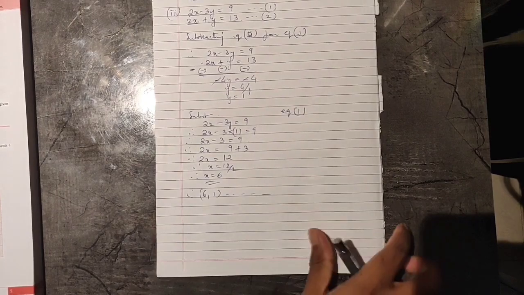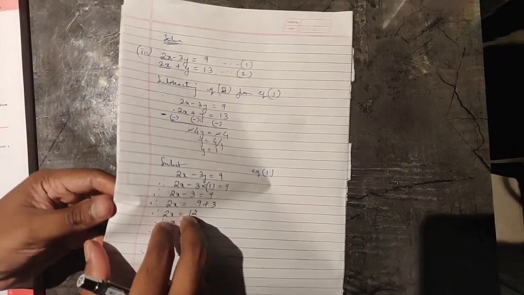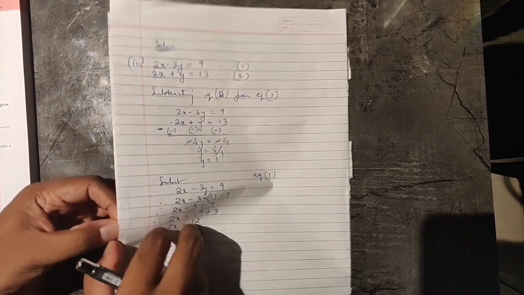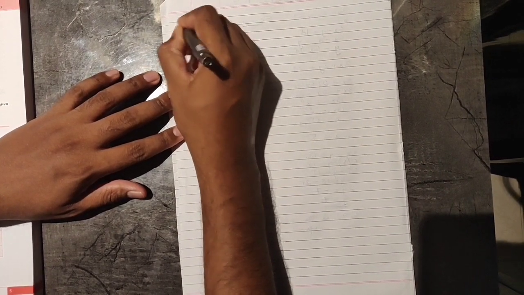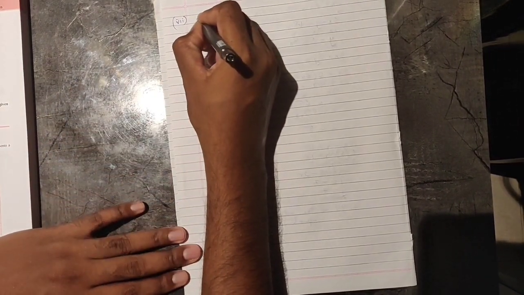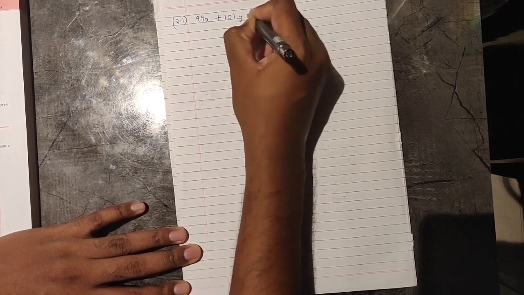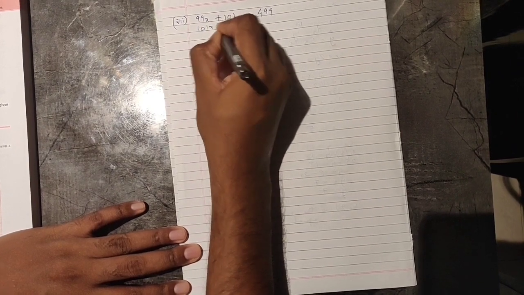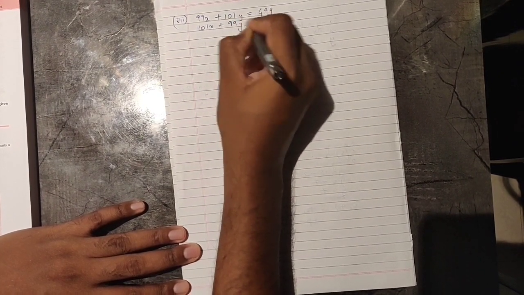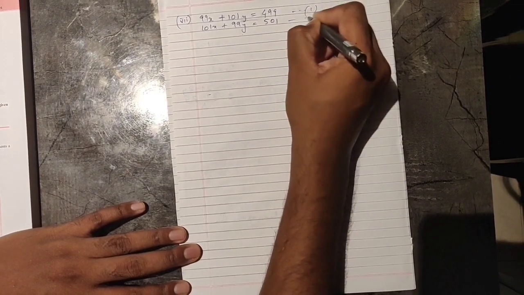Now we will go to the next type of sum. If you just see in your textbook, sum number 7. Your question is 99x plus 101y is equal to 499 and 101x plus 99y is equal to 501. Let's name this as equation 1 and equation 2.